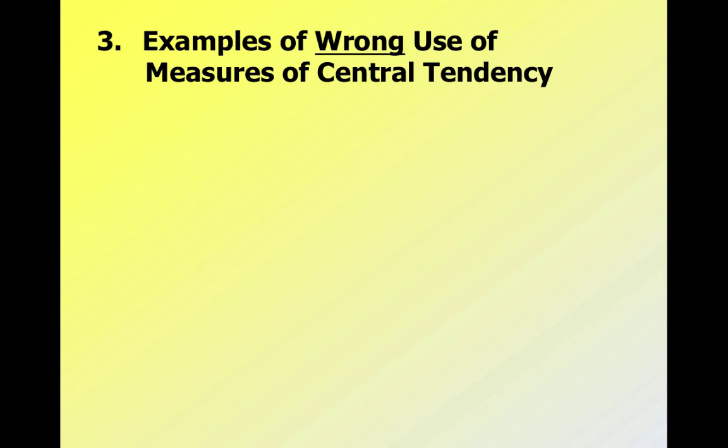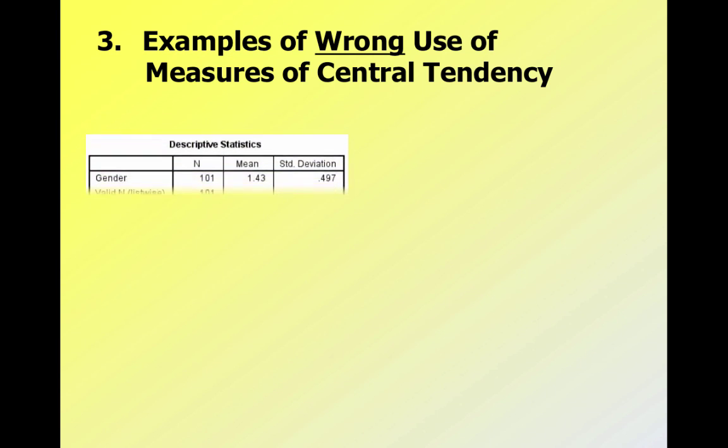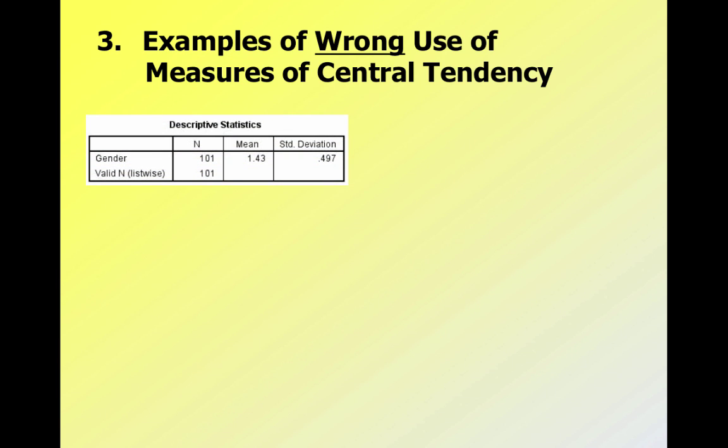Examples of wrong use of measures of central tendency. So when do we not use the mean, median, or mode for a given situation? Here we have a table of descriptive statistics. We have gender as our row and as our variable. And we see in the second column we have N, our total sample size. We had 101 people answer gender.